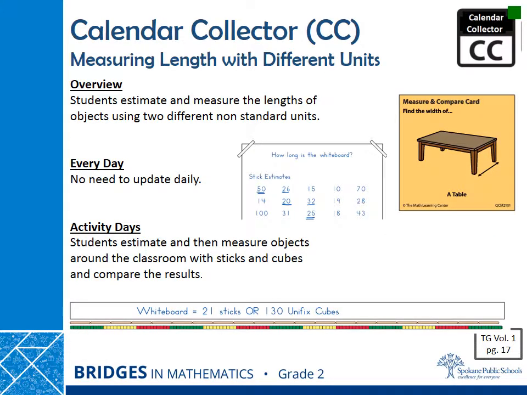November Calendar Collector gives students multiple opportunities to estimate and measure lengths of classroom objects in two non-standard units, Unifix cubes and craft sticks. This is the first month that Calendar Collector does not need to be updated daily. On the 5 days that Calendar Collector does occur, students will measure one or two of the objects on the measure and compare cards.